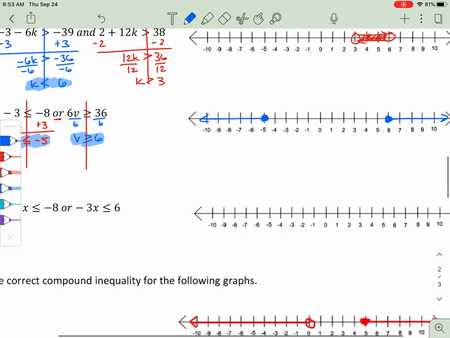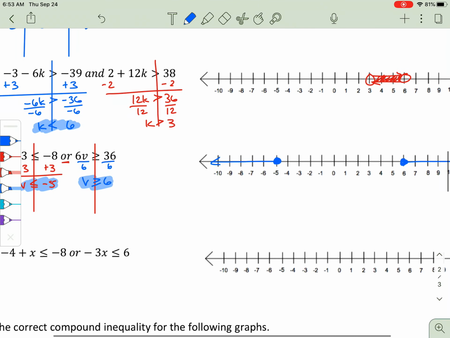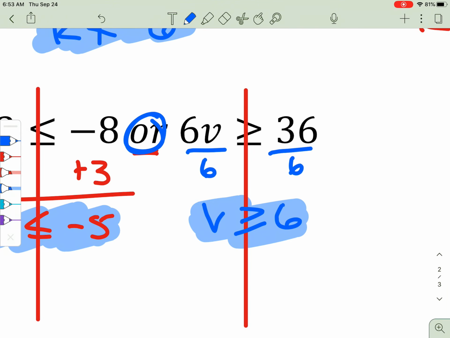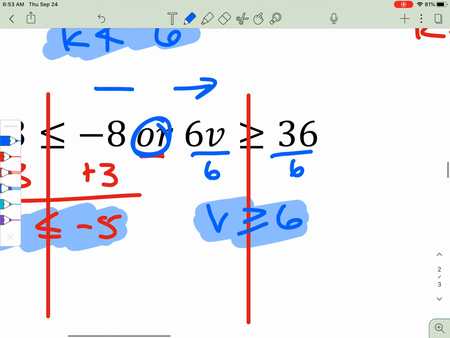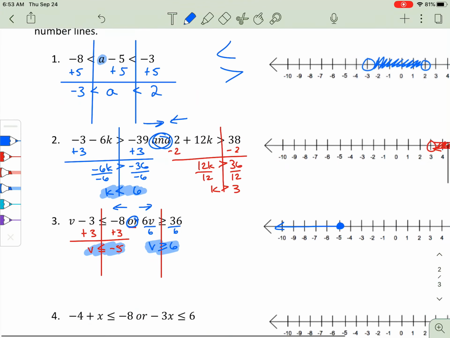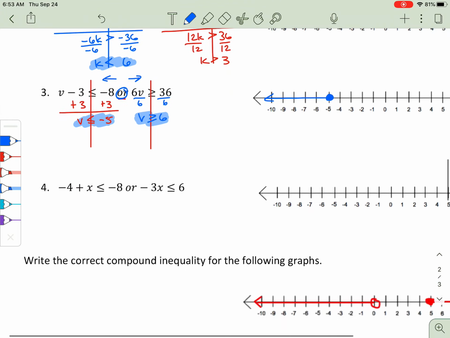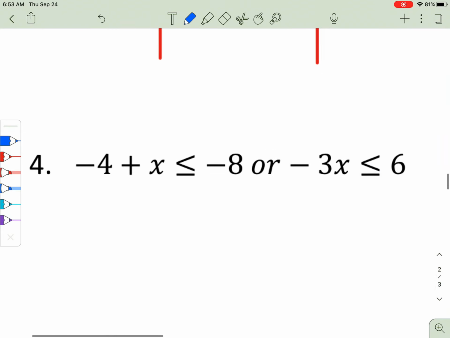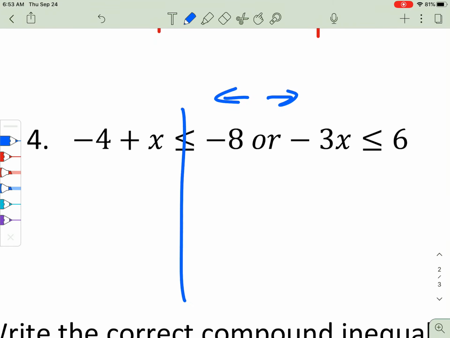And again, check to see your arrows are going the correct way. If it's an or statement, they go opposite. If it's an and statement, they go together. Or apart and together. So this is an or statement. We already know that the arrows should go separately. They go different directions. We're going to go ahead and solve.